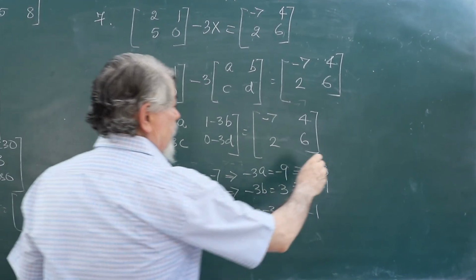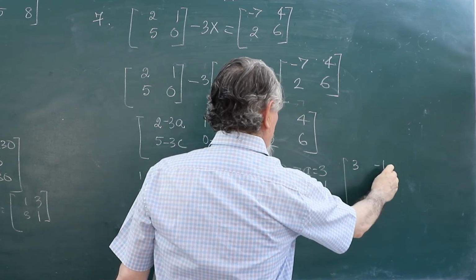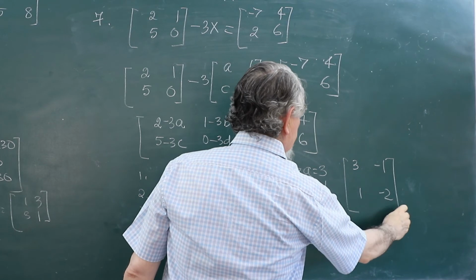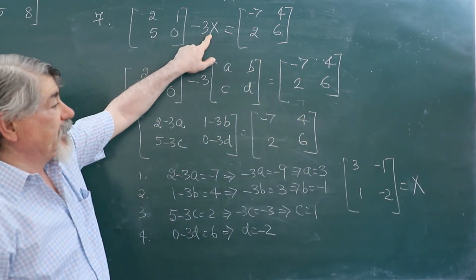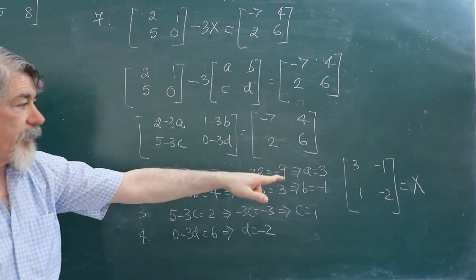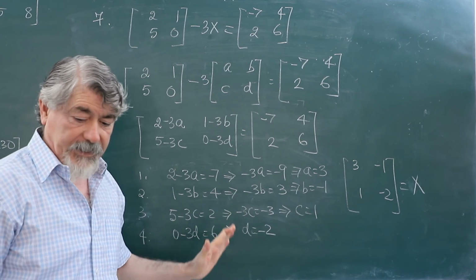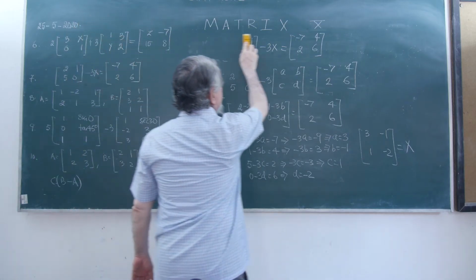So what will be the matrix ABCD? It is 3, minus 1, 1 and minus 2. This is the matrix X. We wanted to find the value of the matrix X. So X is 3, minus 1, 1 and minus 2. We have got the matrix X. Now let us do question number 8.